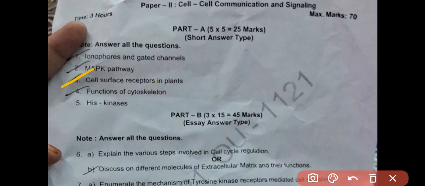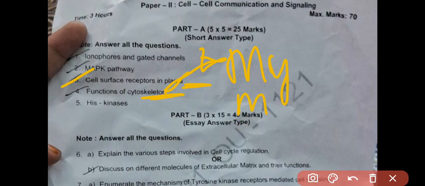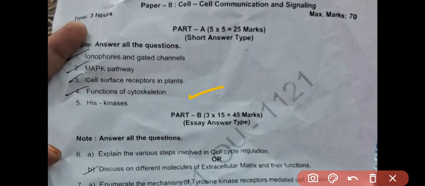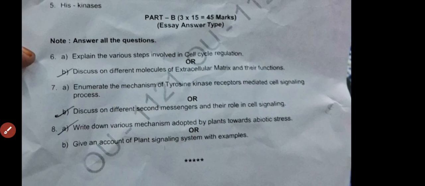Now the third question is cell surface receptor in plants. Fourth is functions of cytoskeleton. Cytoskeleton includes lots of things, myosin, actin, microtubule, most of the things are included in it. So you will need to write all the functions under the cytoskeleton. The fifth thing is histidine kinase, you need to write about the histidine kinase enzyme.